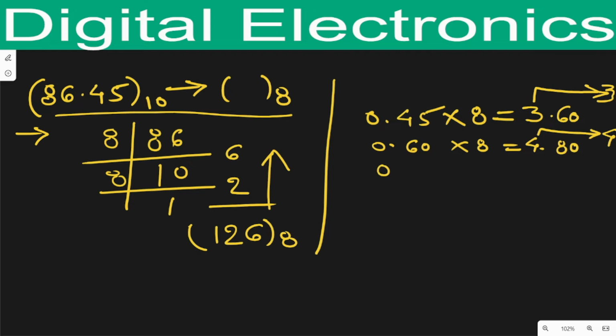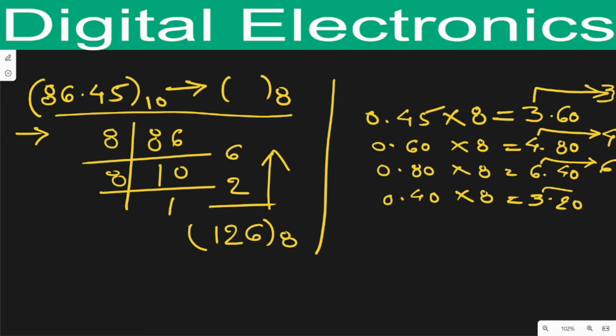Now what is the remainder after extraction? 0.80. Again multiply it with 8. What we will get? We will get 6.40. Extracting the integer part, again 6. What is remaining? 0.40 multiplied with 8. Then what we will get? We will get 3.20. We can extract 3.